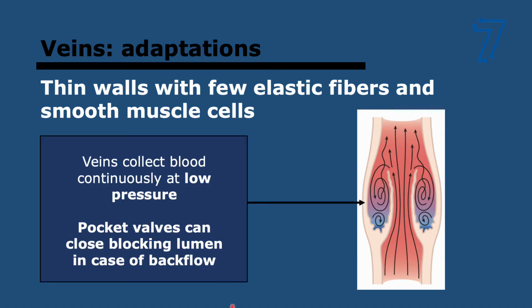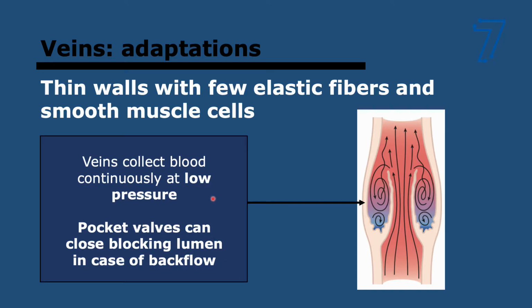So again, veins collect blood from all organs and bring it to the heart, but there's no pulse, right? Because this is happening continuously. The capillaries are feeding to the veins continuously. So the wall contains far fewer elastic fibers and smooth muscle cells than artery walls. Therefore, they're less thick. The problem is because the blood is at a low pressure, there's the chance of backflow, meaning it could go back to the capillaries.